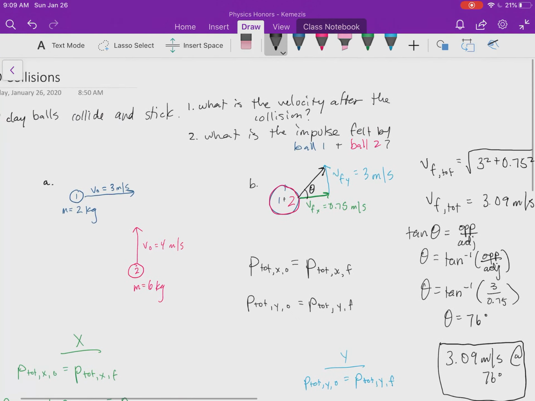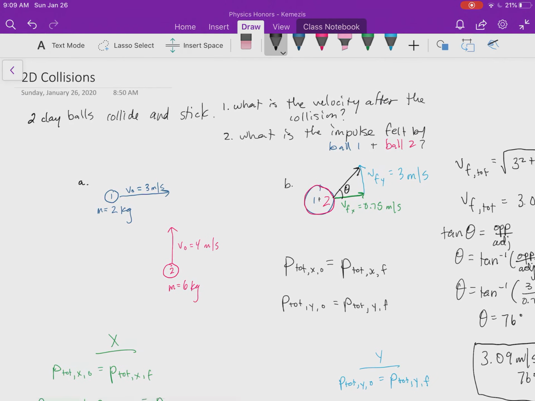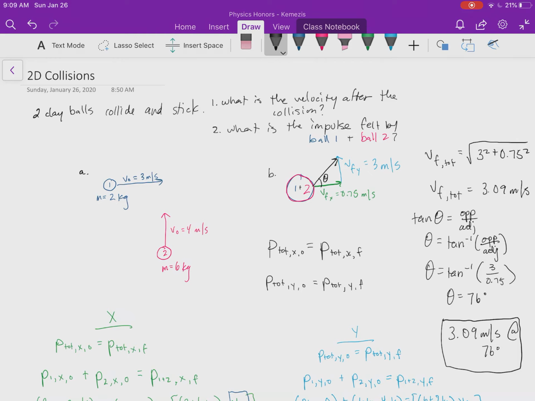So we just finished the first part of this problem, the 2D collision where they are sticking together, and we found the final velocity after the collision of the new object that was formed. Now the second question is, what is the impulse felt by each individual ball?